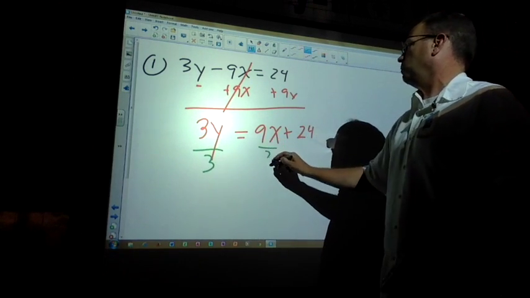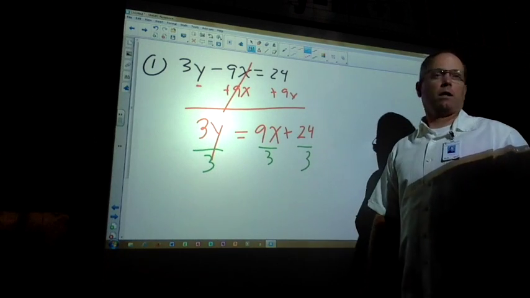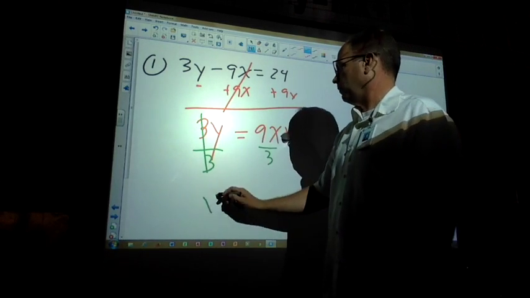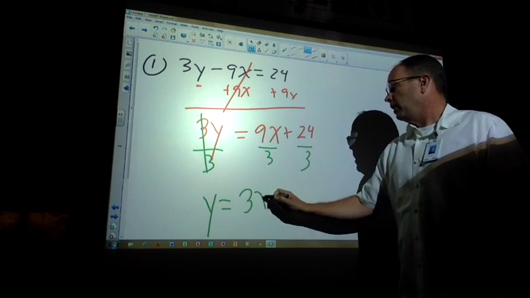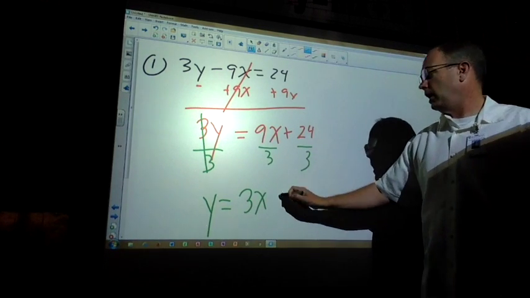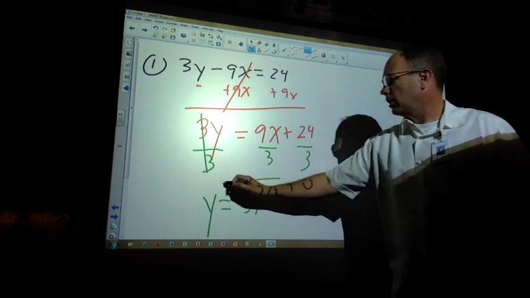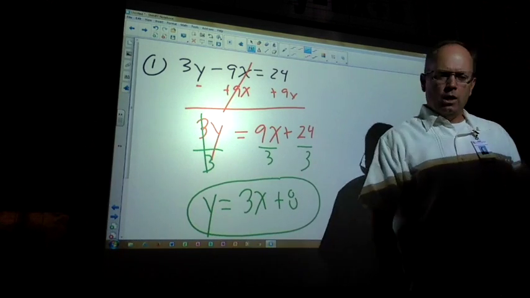Divide 3 on both sides, which means I'm dividing everything by 3, correct? So that's going to cancel. That gives me a y. I reduce this to give me 3x. I reduce this to give me 8. There's our answer.